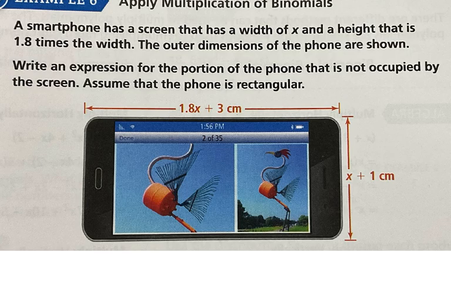It's the same thing, right? A smartphone has a screen with a width of x and a height that is 1.8 times the width. The outer dimensions of the phone are shown. Write an expression for the portion of the phone that is not occupied by the screen. Assume the phone is rectangular.